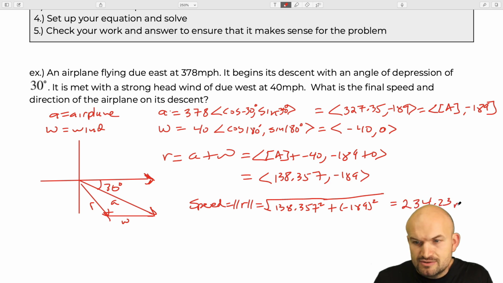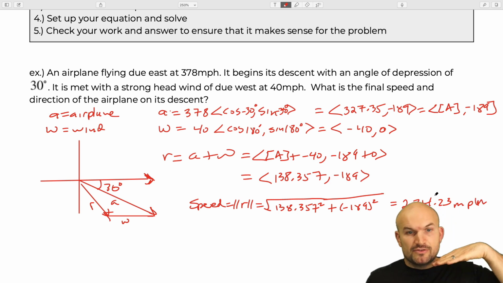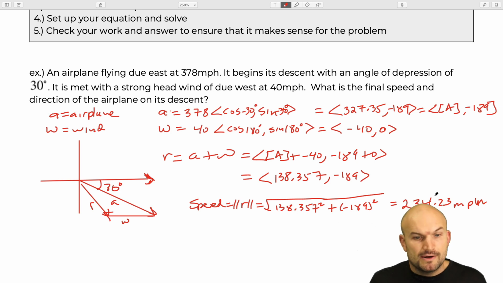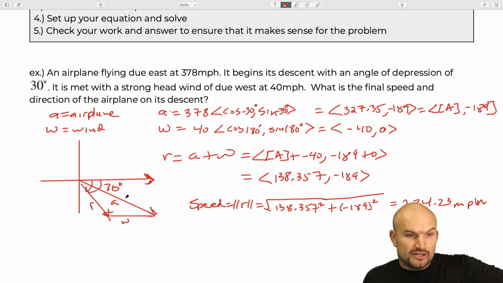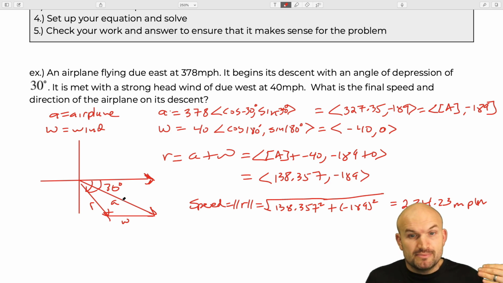And what we get here is going to be 234.23, and that's going to be miles per hour, which makes sense, right? The plane's originally traveling at 378 miles per hour, and it has a headwind, so it's going to be going slower. And then I said, find its final speed and direction. So let's go and find the angle of this vector, right? Obviously, it's being slowed, so it's probably going to be going down at a different direction. Let's take a look at this.